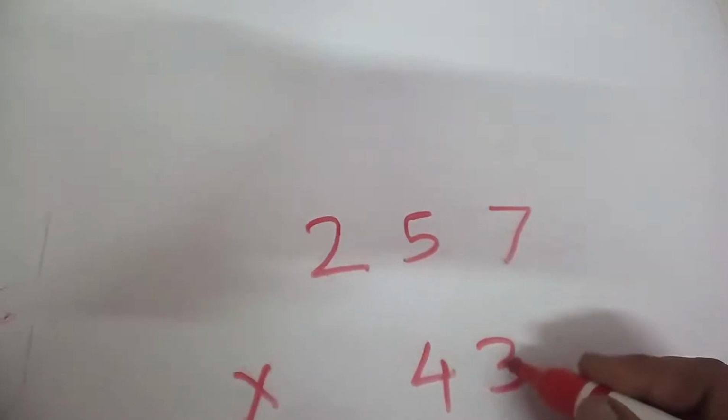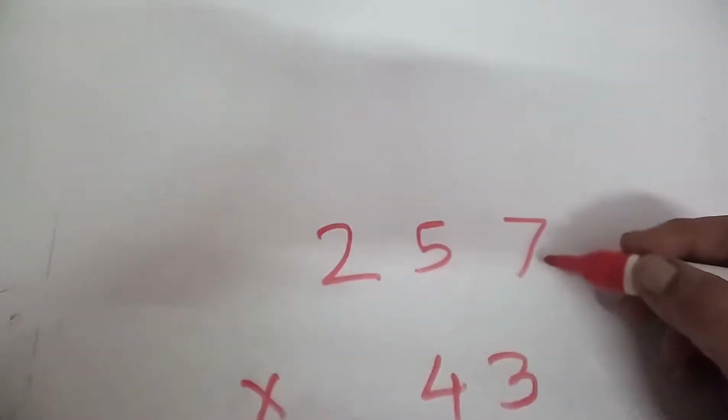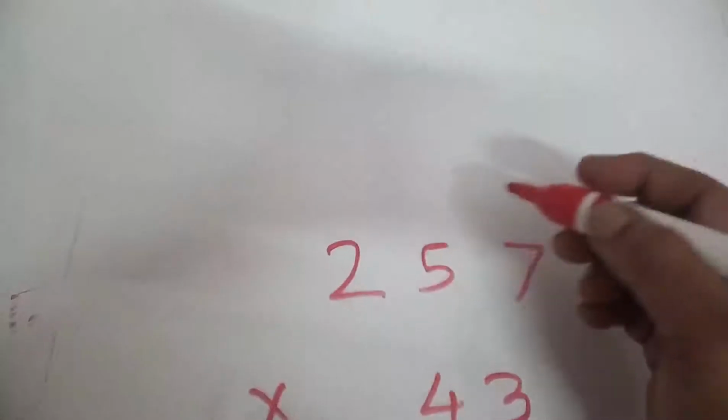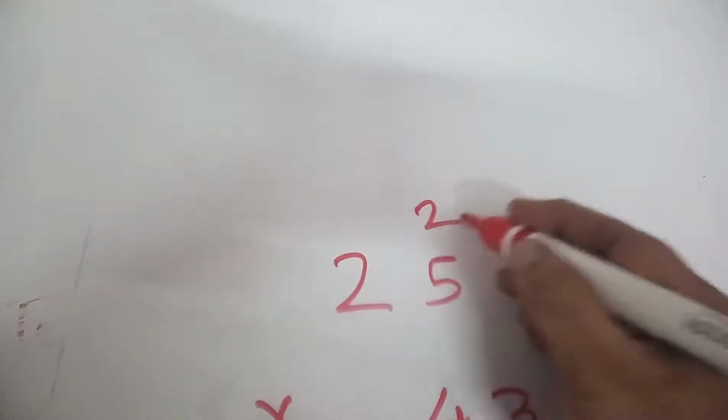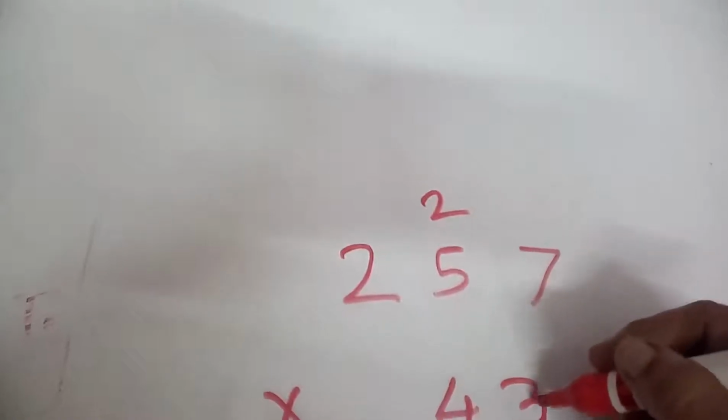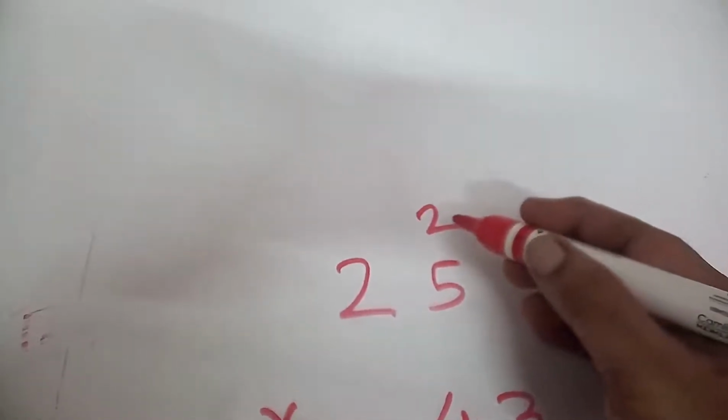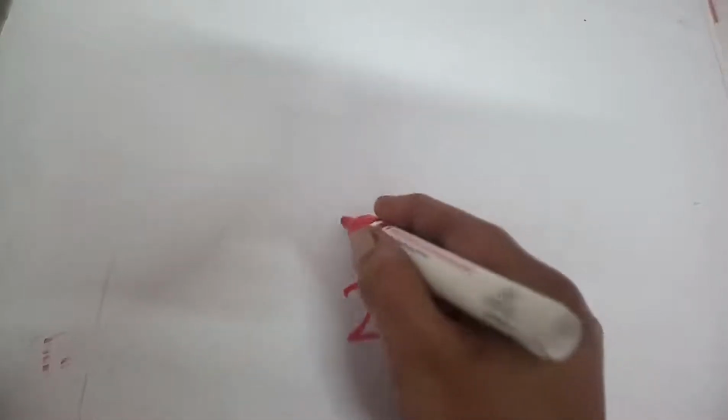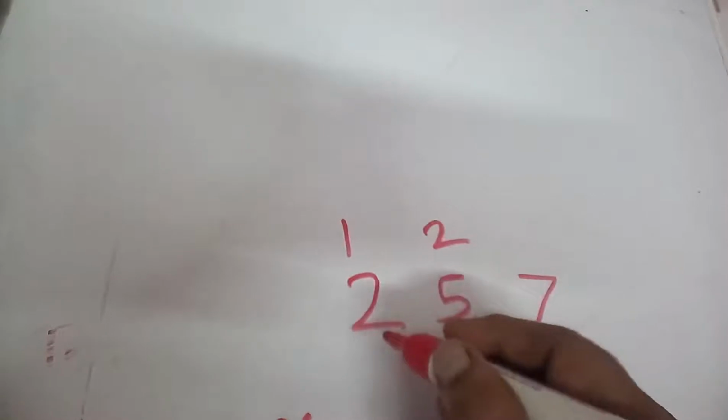What will you do? First you will multiply. You will take 3. Multiply all these numbers with 3 first. 3 sevens are 21. And don't forget to carry over the extra numbers. 3 fives are 15 and add 2, 17. Carry 1. 3 twos are 6 and 1, 7. You will keep here 0 at the second line.